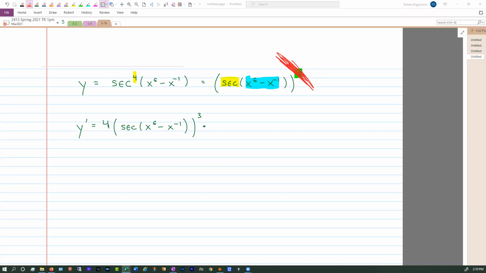Okay, so we've taken care of the 4th power. We're now in the middle layer of the onion, which is which function? Which is the middle one?